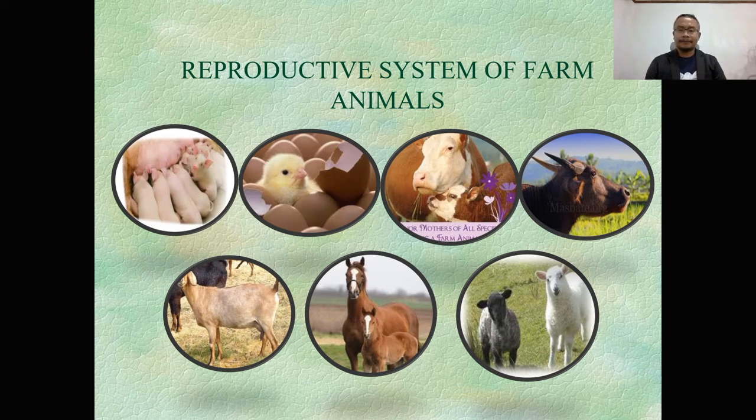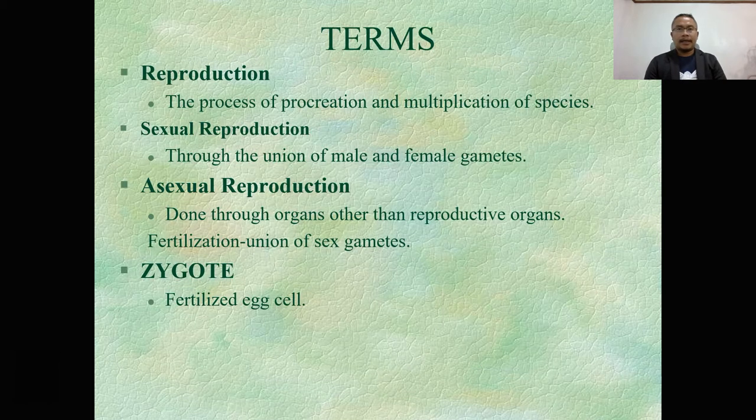Before we start with the proper discussion, let's first go over some terms related to this topic. The first term is reproduction. Reproduction is the process of procreation and multiplication of species. Take note of the words procreation and multiplication.